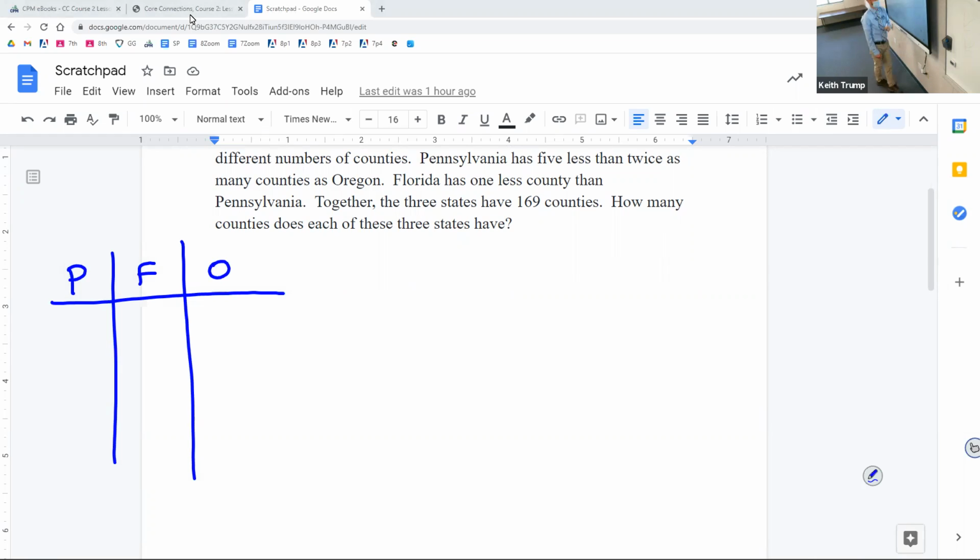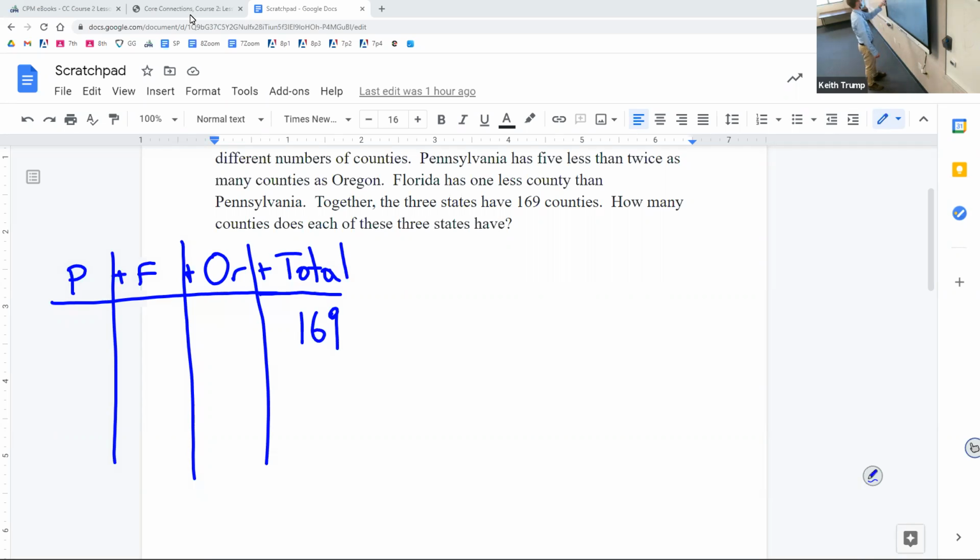Now, Oregon is tricky because the letter O is going to look like a 0. So if that ever happens to you, or if you ever have a problem where there are 2 P's like this, you can always write the second letter. So I'm going to actually write OR like that. And I'll know that that stands for Oregon and not the number 0. And when you add them all together, they have 169 counties. So I'll write little plus signs here. Okay, so P plus F plus OR equals the total. So that should be an equal sign.